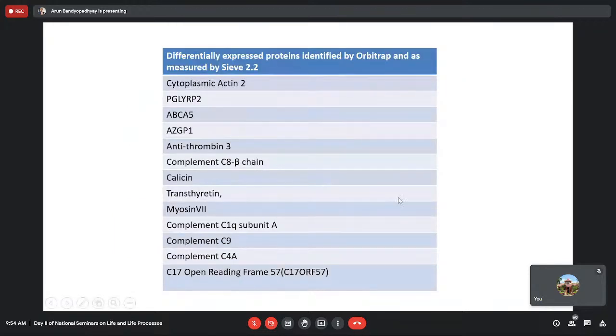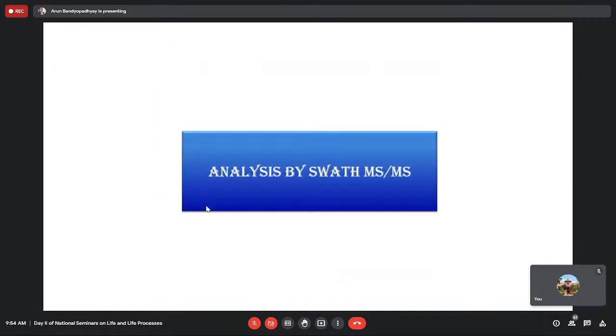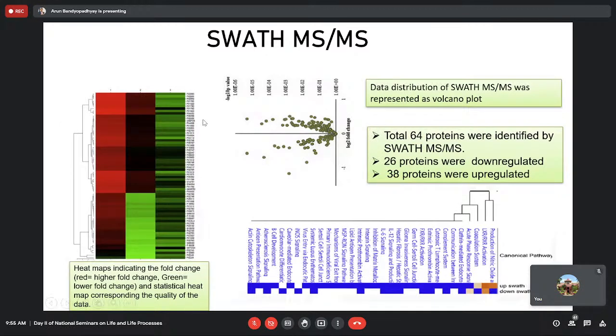With this Sieve software, we can identify the differentially expressed proteins. This is basically a relative quantification based on the algorithm, and we found these are the proteins altered in the blood samples of ACS patients. These are proteins like PGLYRP2, ABCA5, AZGP1. Some of the proteins are very interesting. We subsequently validated them and conducted detailed experiments. At the same time, the blood samples were also subjected to SWATH MS/MS analysis.